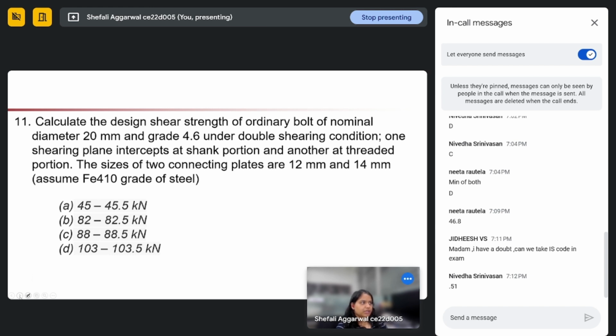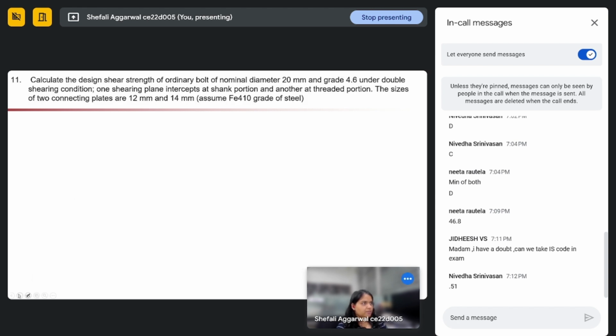Next question is, calculate the design shear strength of an ordinary bolt of nominal diameter 20 mm and grade 4.6 under double shearing condition, with one shearing plane intercepting the shank portion and the other the threaded portion. The sizes of the two connecting plates are 12 mm and 14 mm, assuming Fe 410 grade of steel. So it's a double shearing case. This is the question, and this is the formula which you can use.